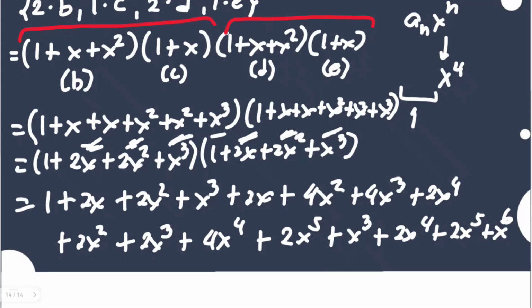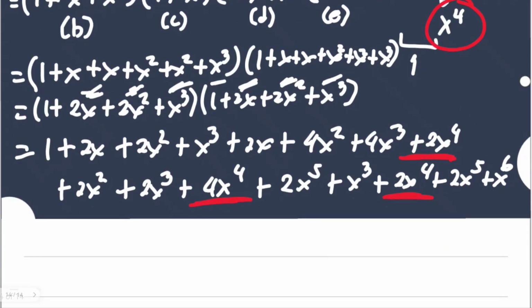Yes, you can do that. It's okay. Again, there's no need. Why? We just need to find the total coefficient for x to the power of 4. So with this, your x to the power of 4 is this one here. This is your x to the power of 4. And that's your x to the power of 4. Now simply add them. 2x to the power of 4 plus 4x to the power of 4 plus 2x to the power of 4. You will get 8x to the power of 4.